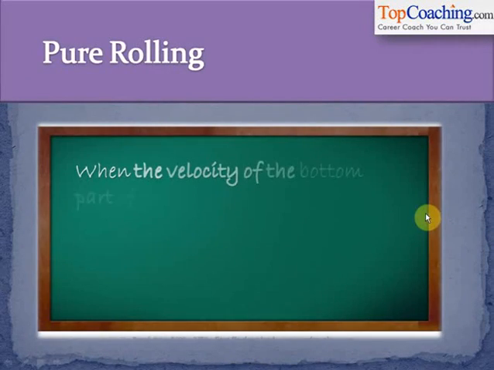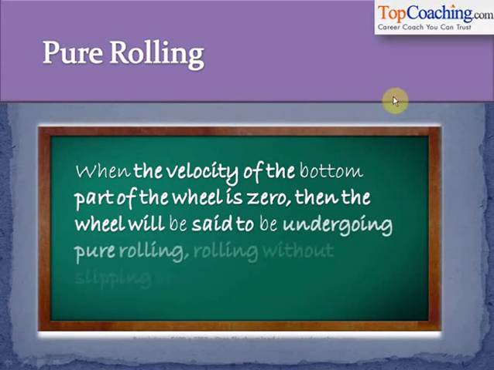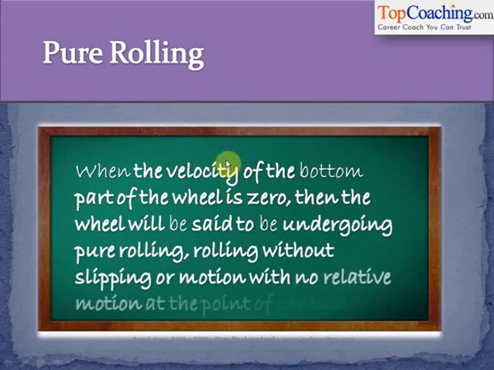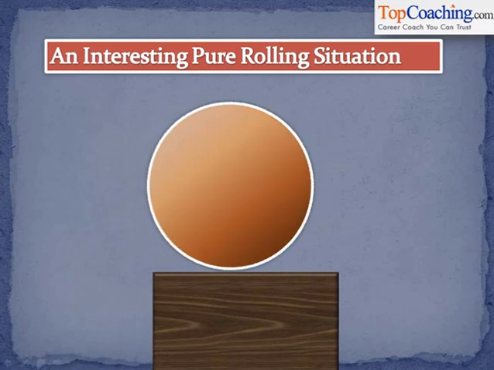So there you go. When the velocity of the bottom part of the wheel is 0, then the wheel will be said to be undergoing pure rolling. Sometimes pure rolling is also called rolling without slipping, or motion with no relative motion at the point of contact. Now I just told you that in case of pure rolling, the velocity of the bottommost portion of the wheel is 0, isn't it? However, this does not always mean v equal to omega r.